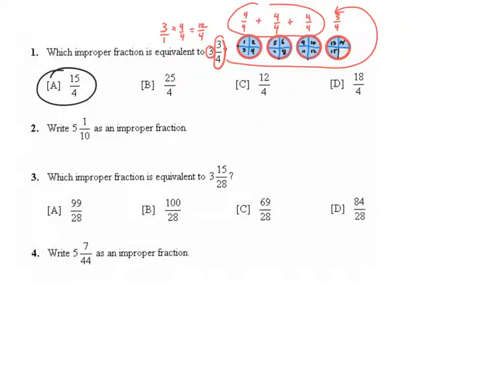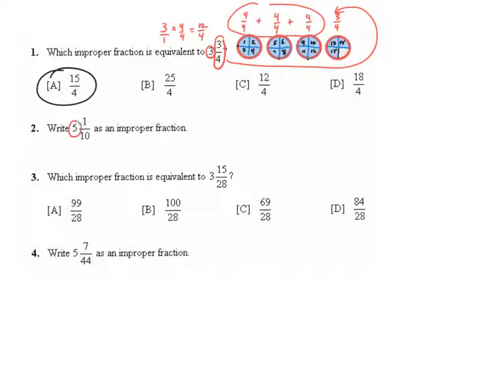What I did then was I took each whole right here, I multiplied it by the denominator because the denominator tells me how many parts a whole has in it. So 3 wholes times 4 fourths gives me 12 fourths right here. And then I needed to add the 3/4 that was the fraction that was next to the whole number. So altogether 15 fourths.